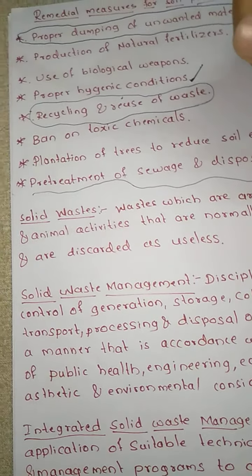So let us define it once again. Right from generation to disposal, you should remember all these things. So what is there in that? We are going to have control on generation. After generating, we are going to store it in the dustbins. Then after storing it in the dustbins, we are going to give it to the collecting crew. Then collection, then transfer.